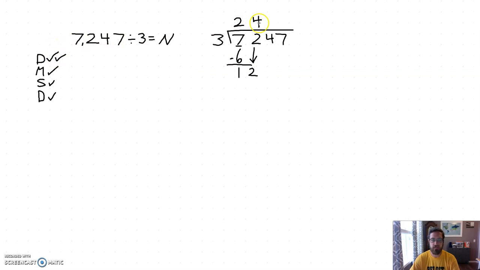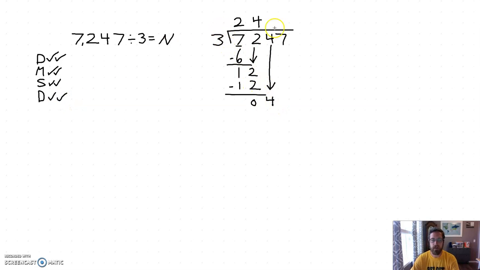Now I'm going to multiply. 4 times 3 is 12. Great. Now I'm going to subtract. 12 minus 12 is 0. And do I have anything left to drop? Yep, I have my 4 that I have to drop here. So 4. And now I start it all over again.